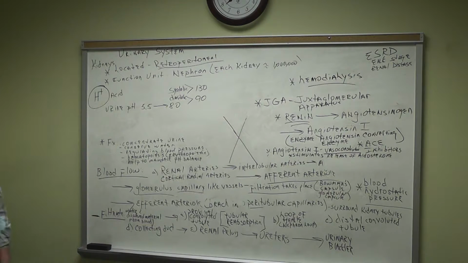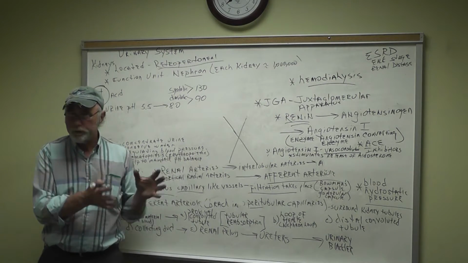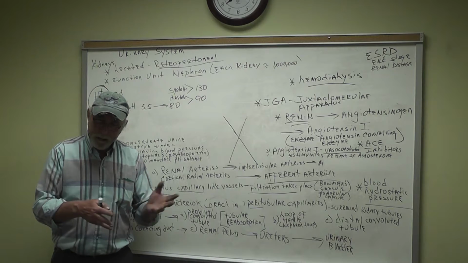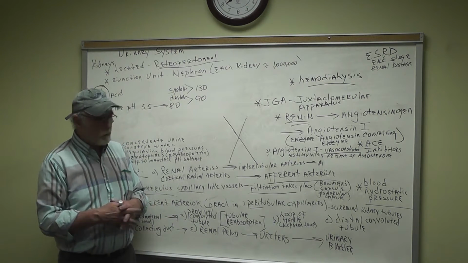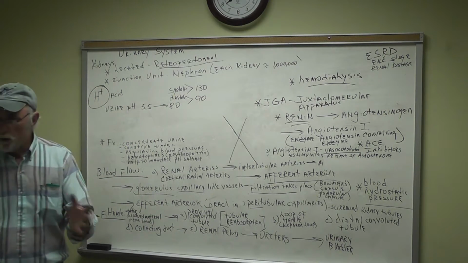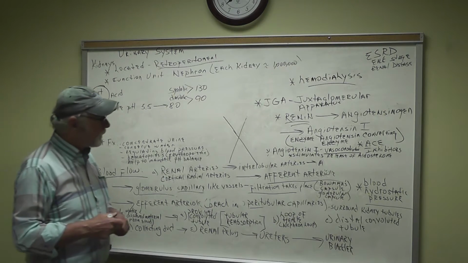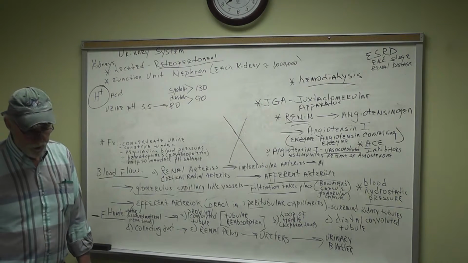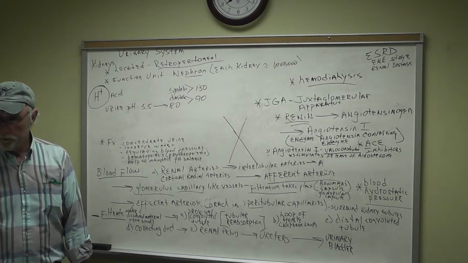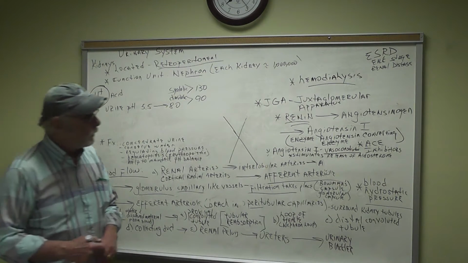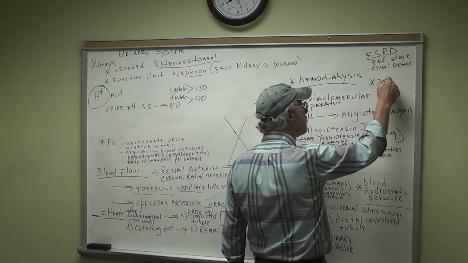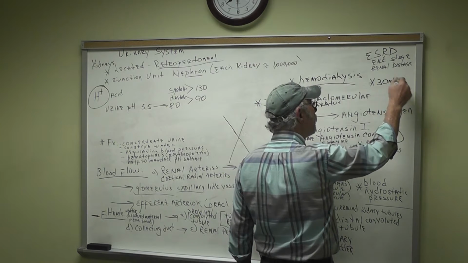Okay? And again, we filter out about 180, we reabsorb about 178. On average, the urine output of half or 3/4 of a liter to 1.5 liters, 2 liters a day is normal. And another thing, because I can tell you, having worked in ICU and CCU, we monitor urine output very closely, we're looking for a minimum rate of 30 milliliters per hour. Okay?